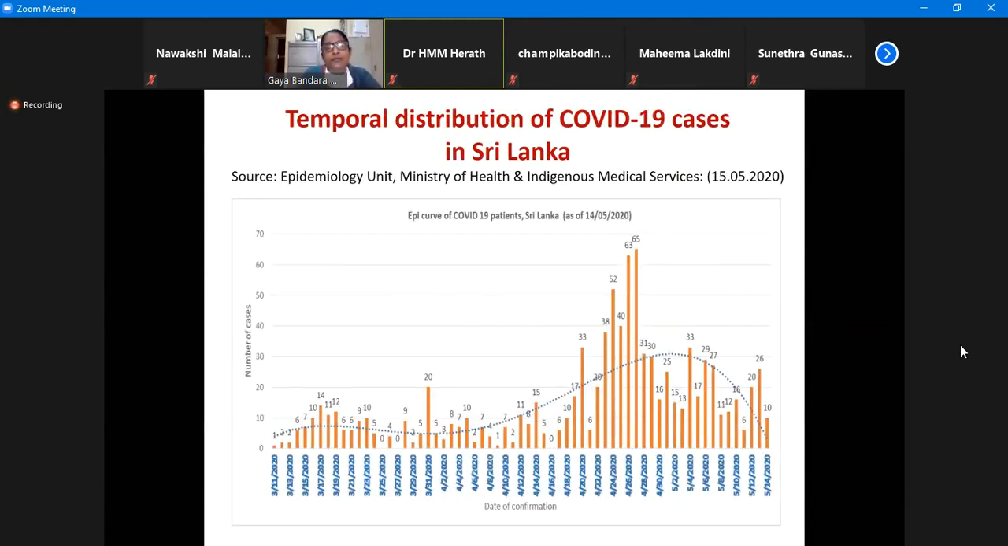This is the epidemic curve for Sri Lanka, which is available from the epidemiology unit website. So you can see that we had a small peak in the middle of March, and from there onwards we have flattened the curve. With the recent diagnosis of cases from the Kesbewa area and at the Welisara Naval Base, the peak has again gone up, and now it is gradually coming down.